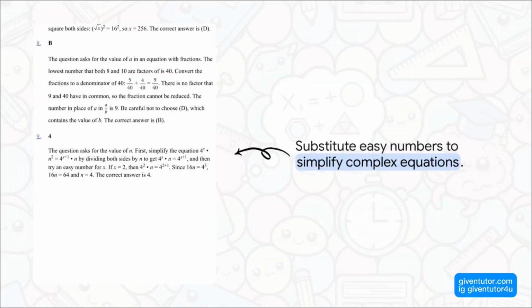Check out this complex equation here. Instead of agonizing over isolating the variable through 5 painful steps, just substitute an easy number. If you plug in x equals 2 and calculate both sides, the correct answer balances out perfectly. You get zero guesswork and practically zero chance of a misplaced negative sign ruining your score.